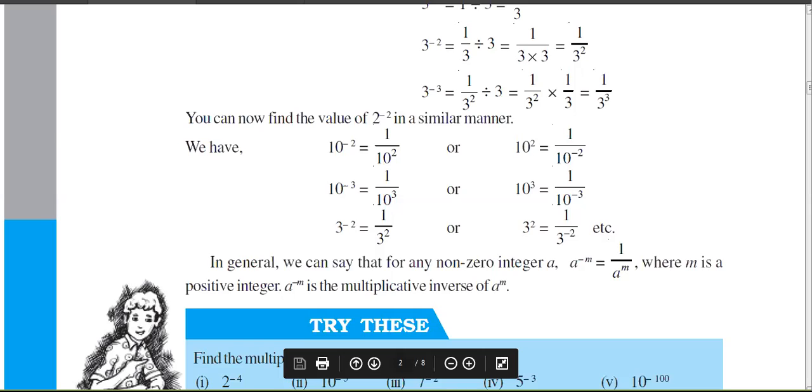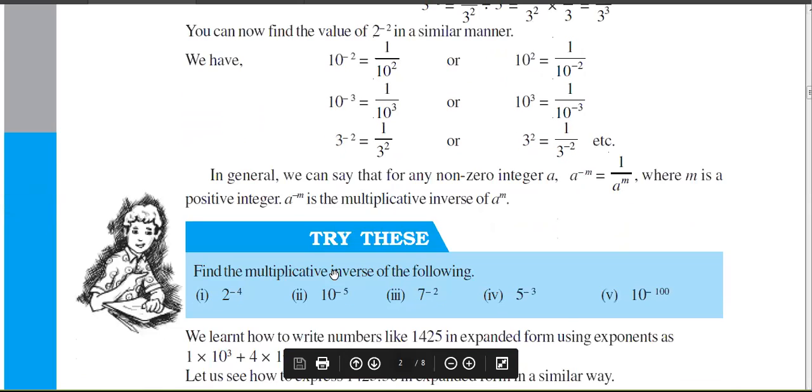Now let's try this out. Find the multiplicative inverse of the following. Quickly tell me. 2 raised to the power minus 4. What is the multiplicative inverse?